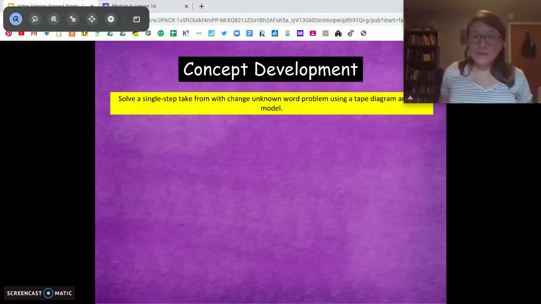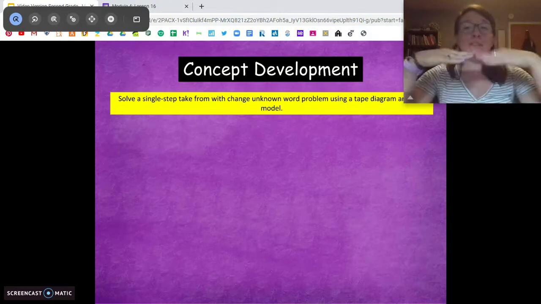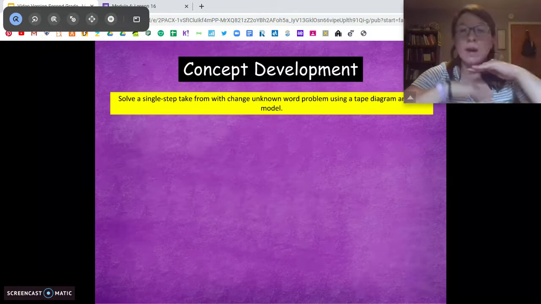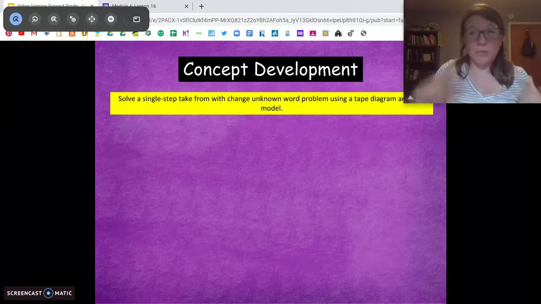Okay, let's get into our word problems. So have your paper and your pencil out. I'm going to give you the word problem, and then for this first one, I'm going to walk you through the different ways to do it. When I'm walking you through it, I want you to do it on your paper with me so that you know how to do it and you know what we're talking about.